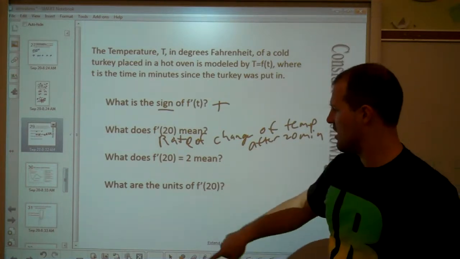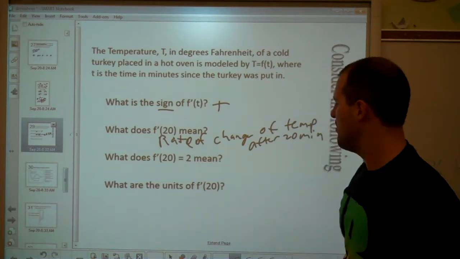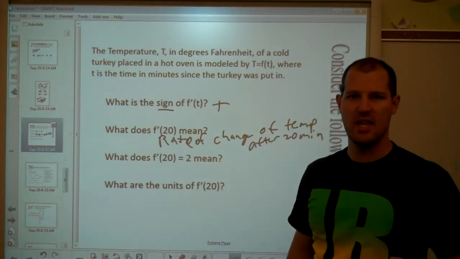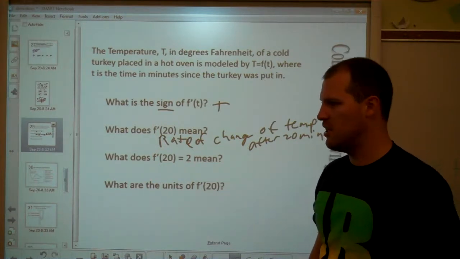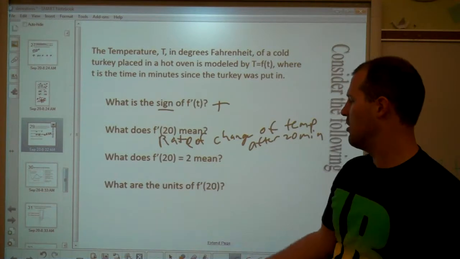Okay, and let's get more specific on it. What if that was 2? If f prime of 20 was 2, what would that mean? Well, that means that you are adding 2 degrees per minute at that point. It's pretty good. Your turkey goes in, maybe it's 40 degrees. Especially in the beginning, it's going to heat up really, really quickly.